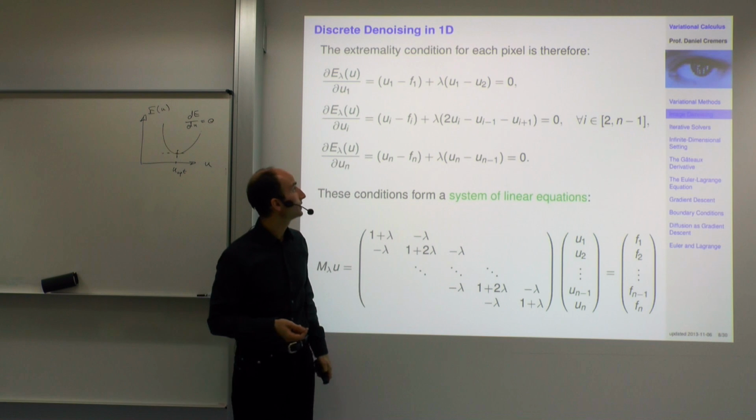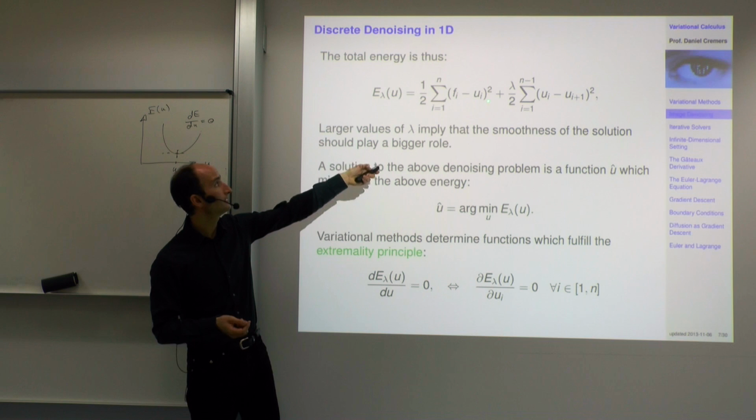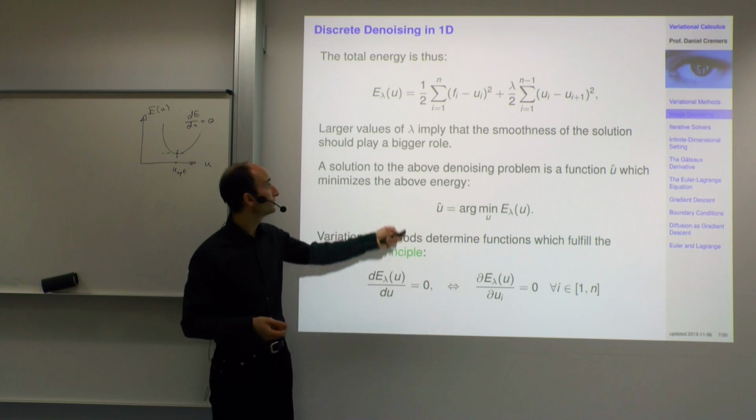What do they look like? Well, we can actually compute them, right? Here's the cost function. Taking the derivative with respect to u1 is not difficult. You can all do that.